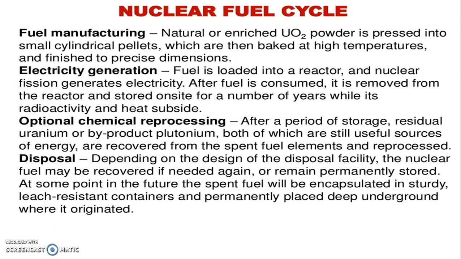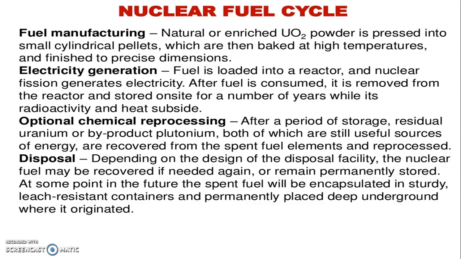Then fuel manufacturing. Natural or enriched uranium dioxide powder is pressed into small cylindrical pellets, which are then baked at high temperature and finished to precise dimensions. Electricity generation. Fuel is loaded into a reactor and nuclear fission generates electricity. After fuel is consumed, it is removed from the reactor and stored on site for a number of years while its radioactivity and heat subside.